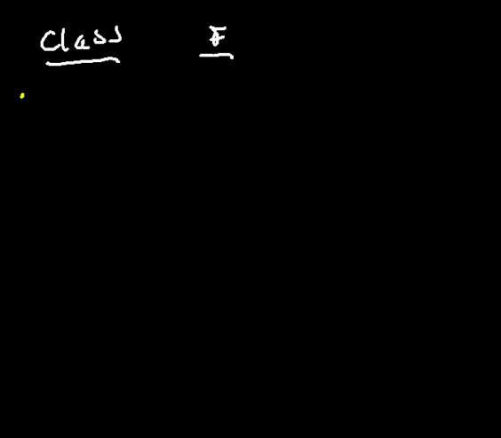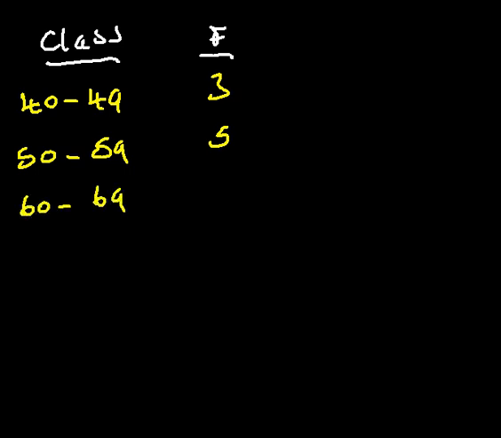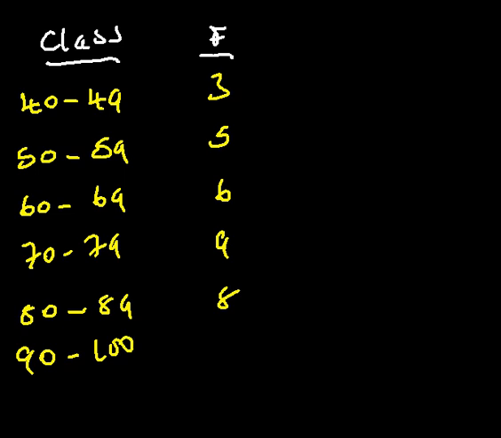Let's say the first class is given as 40 to 49, and the frequency is 3. And we have 50 to 59, and the frequency is 5. And we have 60 to 69, and the frequency is 6. And 70 to 79, and the frequency is 9. 80 to 89, and the frequency is 8. And finally, we have 90 to 100, and the frequency is 7.